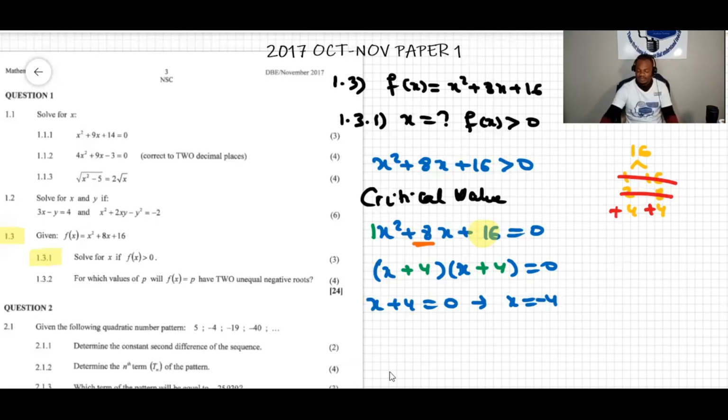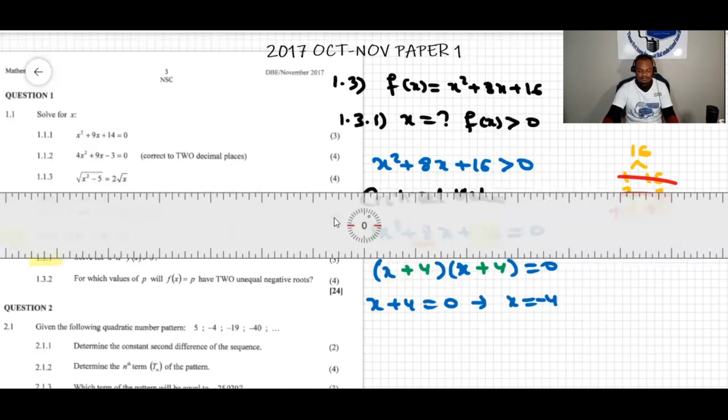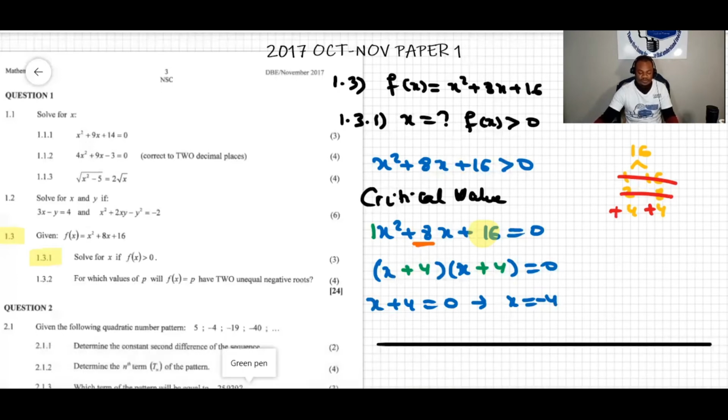If I want to draw my number line, I'll draw my number line now. Okay, now the critical value we found is -4, but let's say -4 is somewhere here, okay? So now we have two intervals: from -infinity to -4, and then from -4 to positive infinity. Now we need to find where the value of x is defined. Now remember, the question says it must be greater than 0. So let's see. I'm going to pick any number within this interval from -infinity to -4.